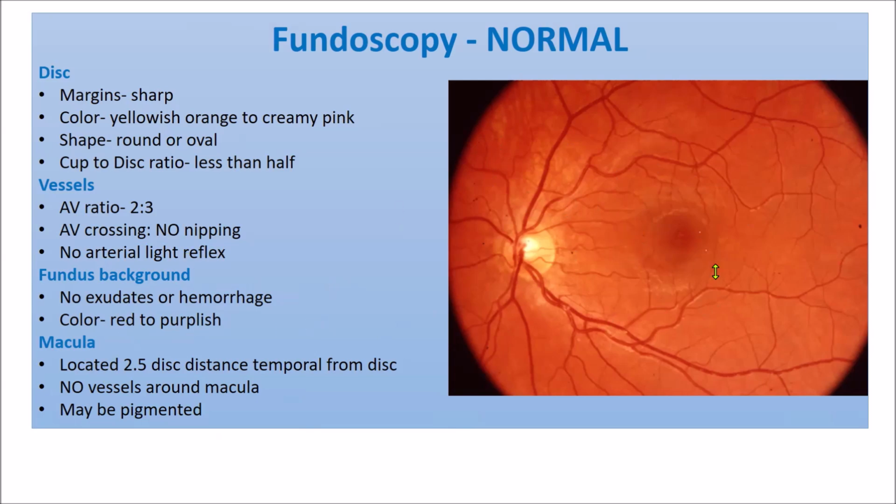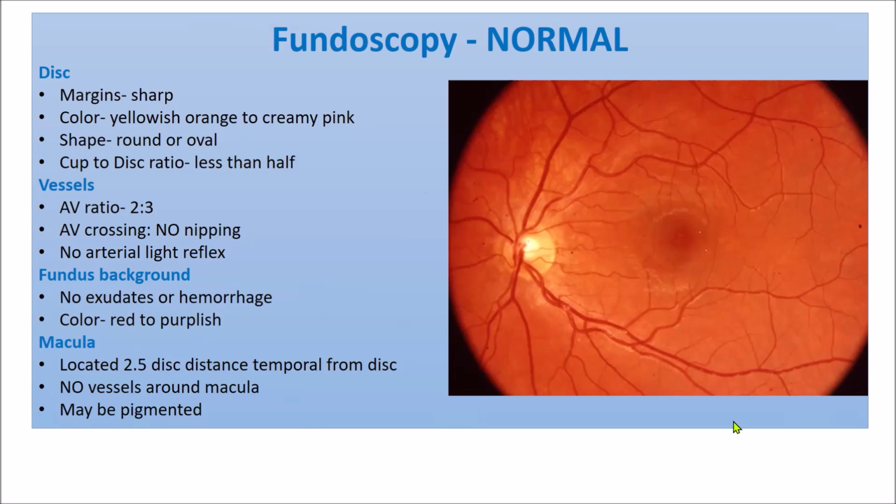And the macula: look at the central part of the macula, located 2.5 disc distances temporal from the disc. So this is the disc, this is the macula. This distance is around 2.5 discs, the size of this disc, and there are no vessels around the macula. In the macula there will be no vessels, and the macula may be pigmented in addition. Especially in people of African origin, as well as in any people, you can see a little different, concentrated blackish color here. Do you have any query now, doctor, please? This is very important to see.